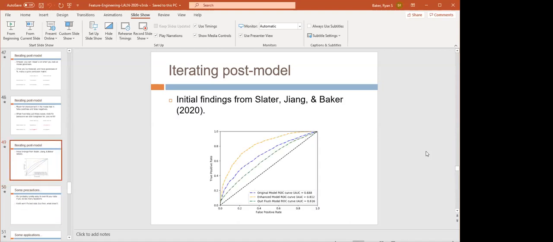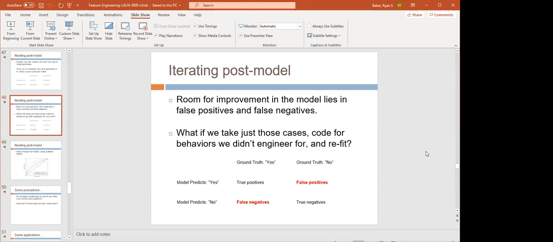Yeah, so if you want to go back one. This is where our room for improvement lies. If we want to take a model and make it better, building features that are better in the true positive and true negative case isn't really going to do anything. We want to drill down into the cases where our model doesn't agree with the ground truth, and we want to know what's happening in those cases.